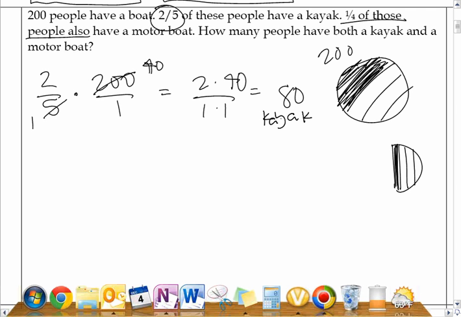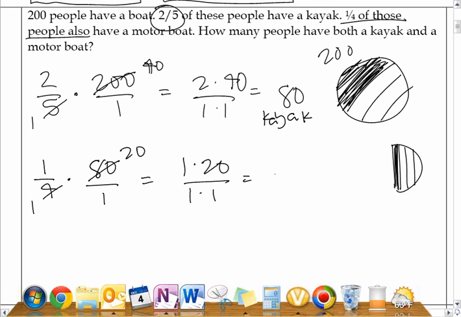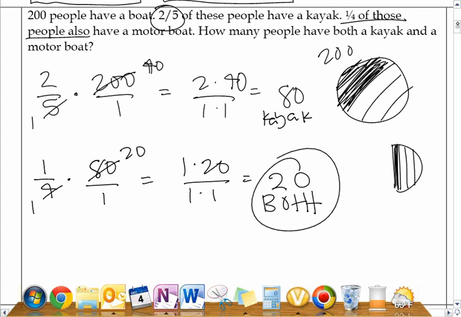Okay, so now we're going to take the 80 people and multiply them by 1/4. 4 goes into 80 20 times and into itself once. So 1 times 20 over 1 times 1 equals 20 people who have both kayaks and motorboats. That's our final answer.